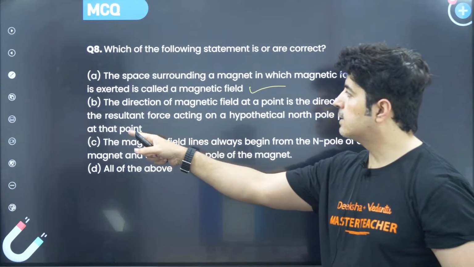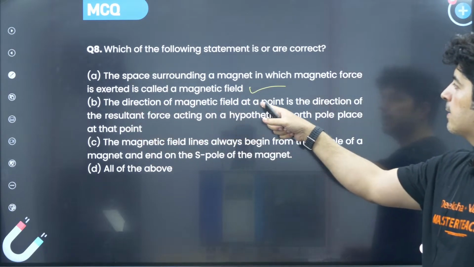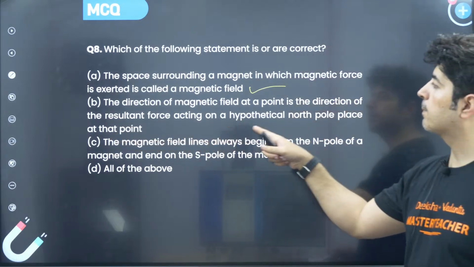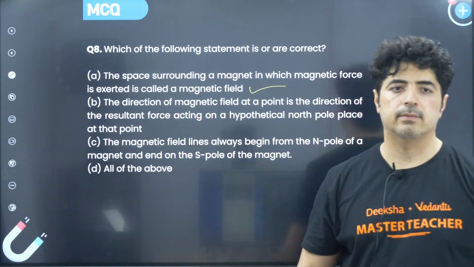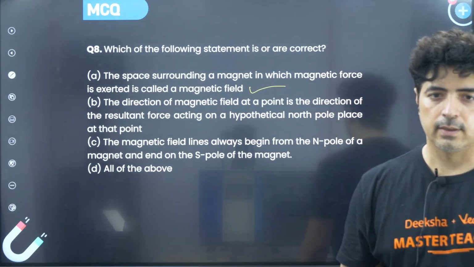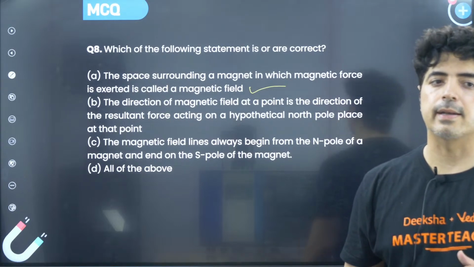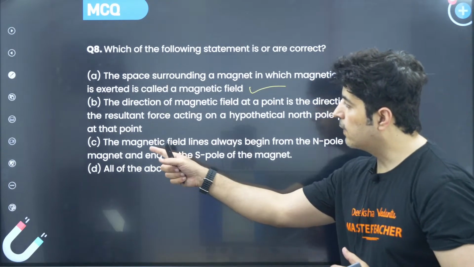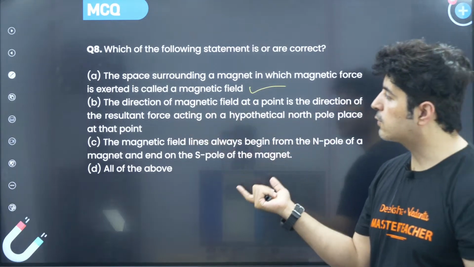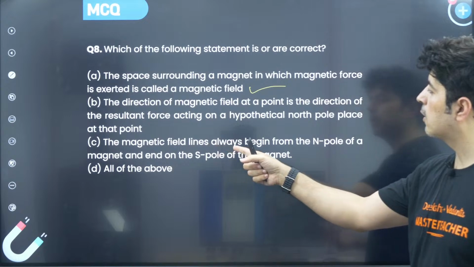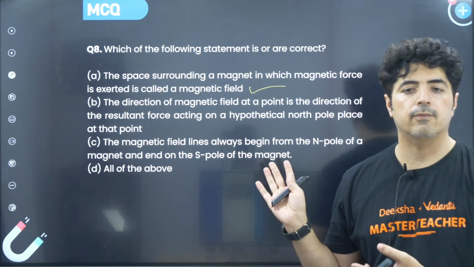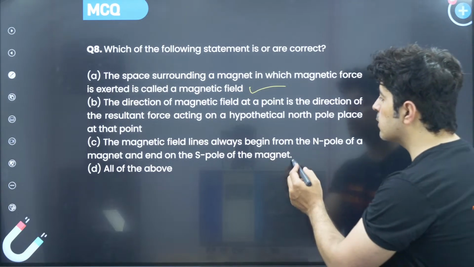Okay. So the second one says the direction of magnetic field at a point is the direction of the resultant force acting on a hypothetical north pole placed at that point. If you read this particular statement carefully, you will realize that this is the right answer. Okay. Third one, we can also read the third one. The magnetic field lines always begin from north pole and end in the south pole. This is simple and straight. We have been reading this. So this is also a correct answer.